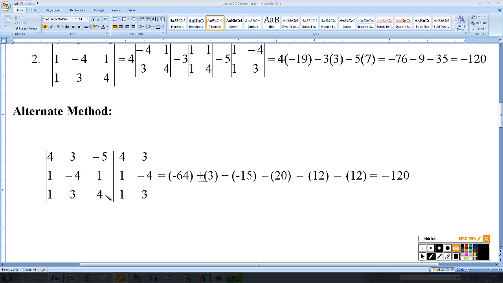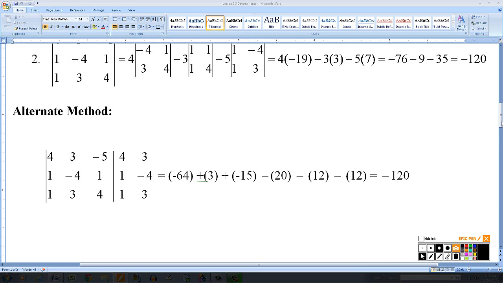Okay, so now we combine. Add the negative 64 plus 3 minus 15 minus 20 minus 12 minus 12, and combine, and I get the same answer I got over here, negative 120. Okay, this will always work on a 3 by 3. And again, keep in mind that if you're doing some online stuff, or maybe multiple choice or something where the work is not required, the graphing calculator can give you the answer to these very easily. Okay, so that's just another way to evaluate.